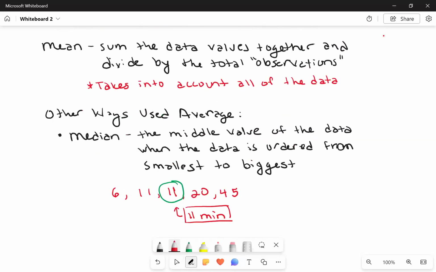In fact, that's the power of the median. The median is unaffected by what we'll call outliers.